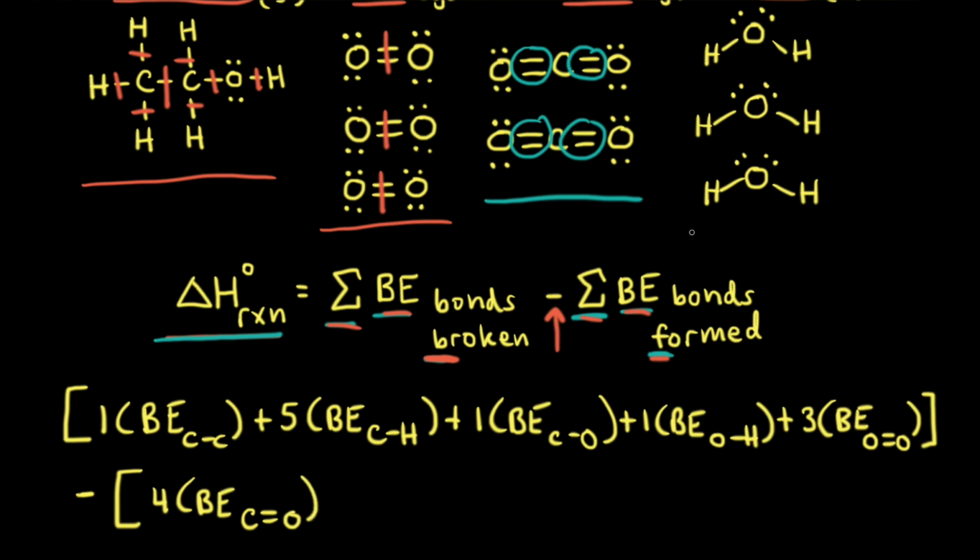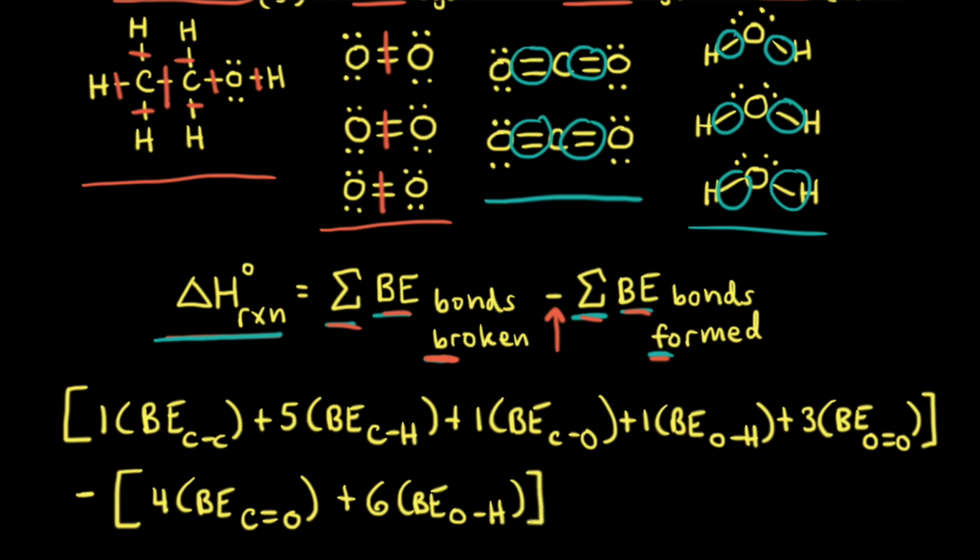We also form 3 moles of H2O. And in each molecule of water that's drawn here, we form 2 oxygen-hydrogen single bonds. And since we have 3 moles, we have a total of 6 oxygen-hydrogen single bonds. So to this, we're going to add 6 times the bond enthalpy of an oxygen-hydrogen single bond.